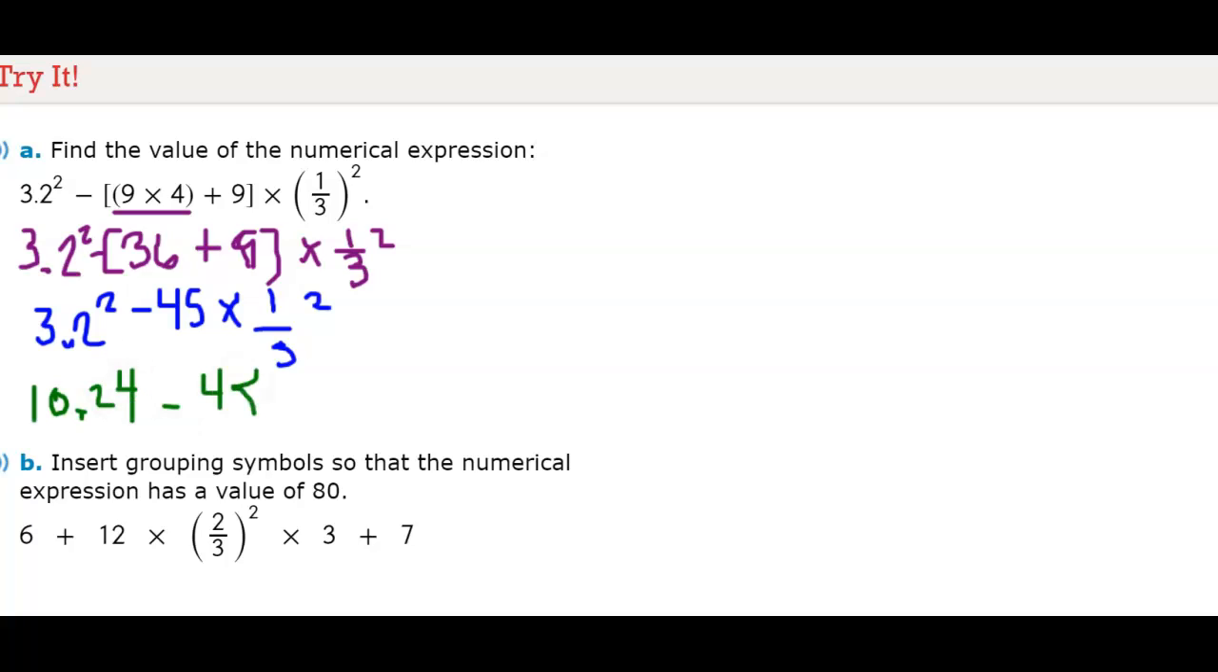Minus 45, and then we have to do 1/3 times 1/3, and let's show you this on the side. 1/3 times 1/3, you will get 1/9. So we have multiply 1/9.